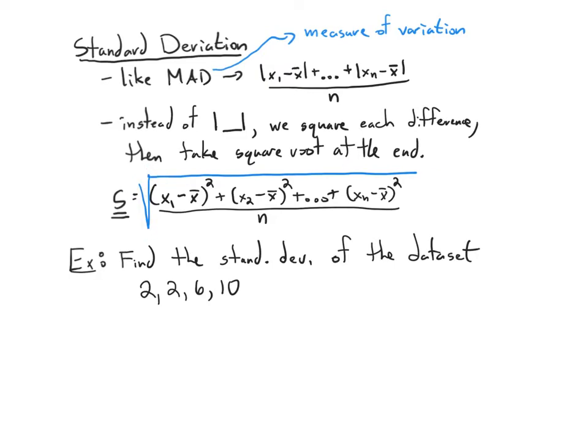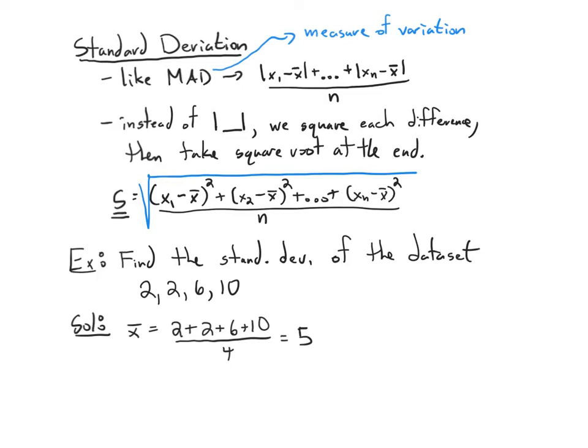Let's do an example to see how this works. So we want to find the standard deviation of the following data set: 2, 2, 6, 10. The first thing I need is the mean. So let's calculate the mean. We're just going to add together our data points and divide by 4. 2 plus 2 plus 6 plus 10 is 20. 20 divided by 4 is 5. So we know our mean is 5.